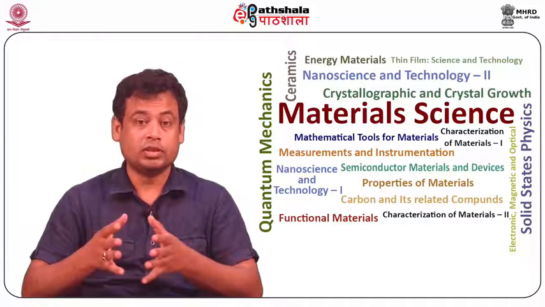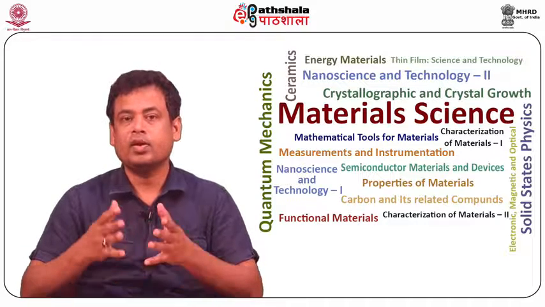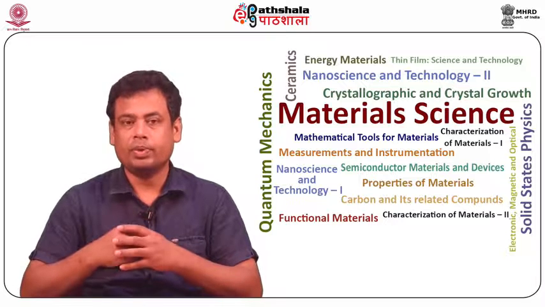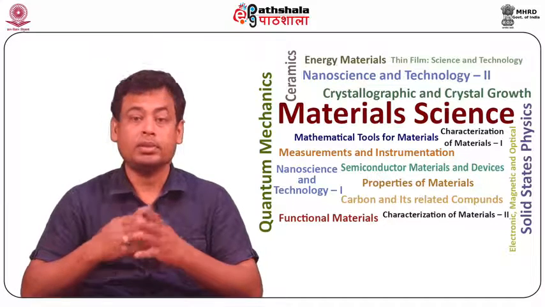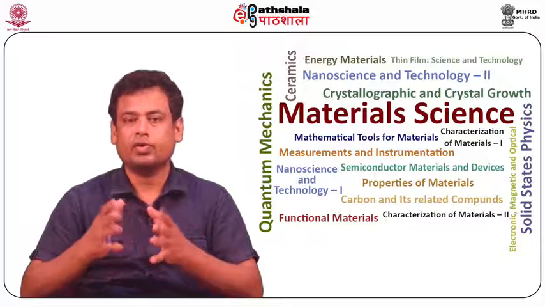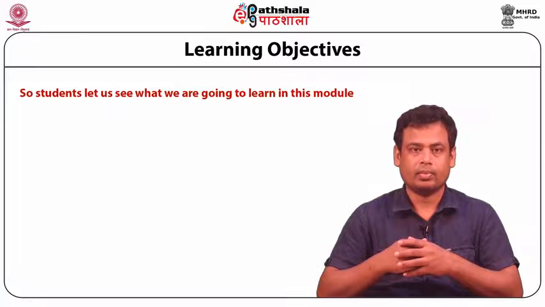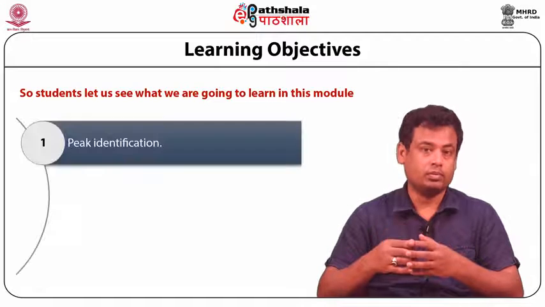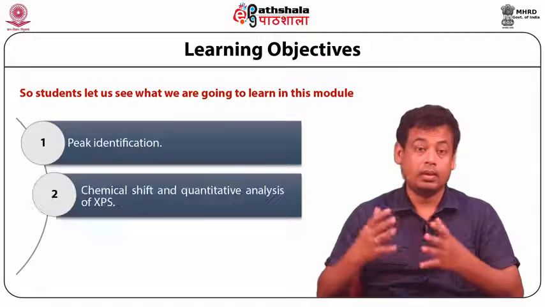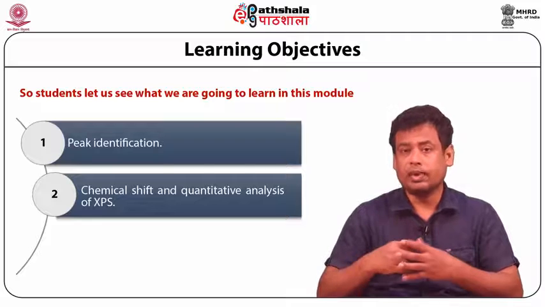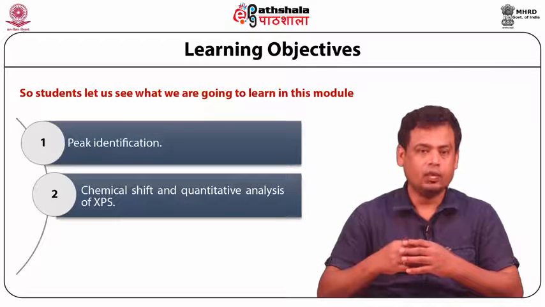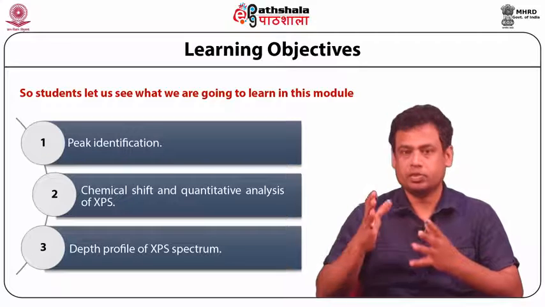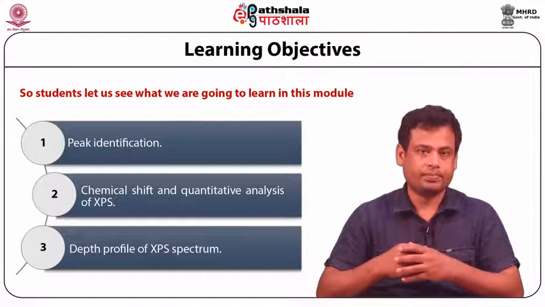Today we are going to discuss the module X-ray photoelectron spectroscopy part 2, coming under the topic surface morphology from the paper Characterization Techniques for Materials 2. From this module, students may get to know about the following: the peak identification, chemical shift and quantitative analysis of X-ray photoelectron spectroscopy. Also, the depth profile of the XPS spectrum will be discussed.